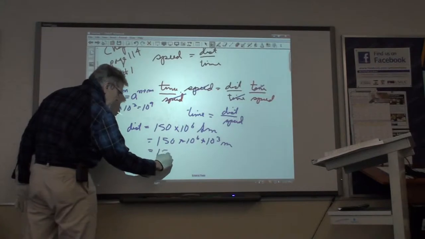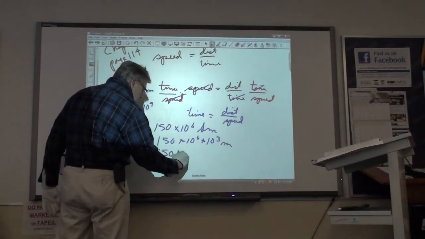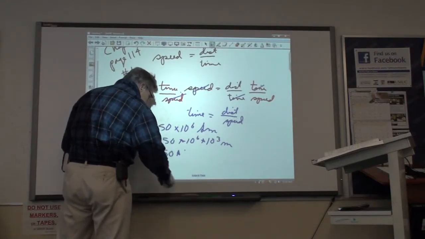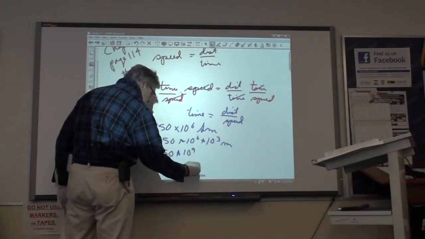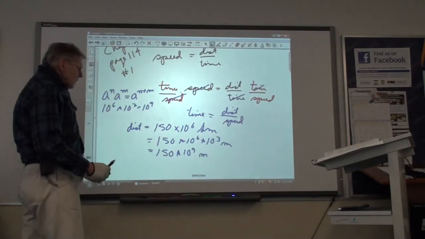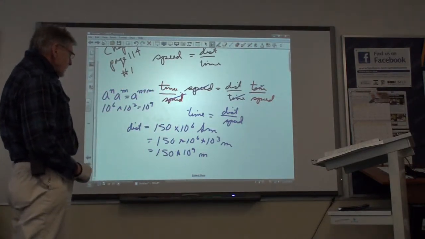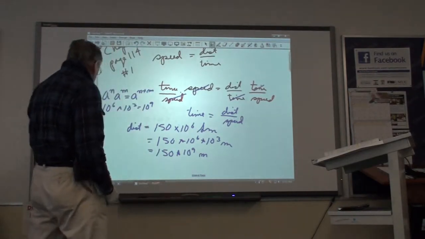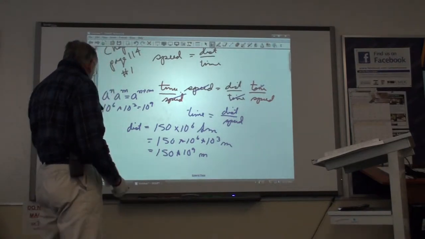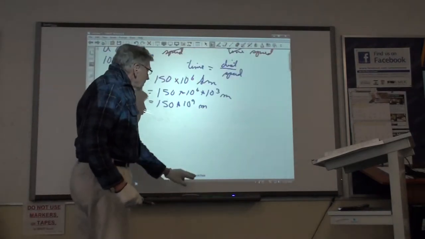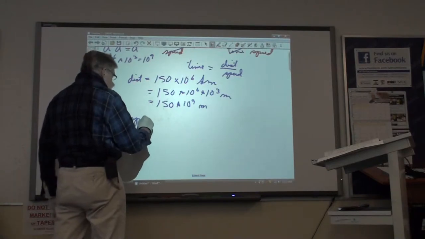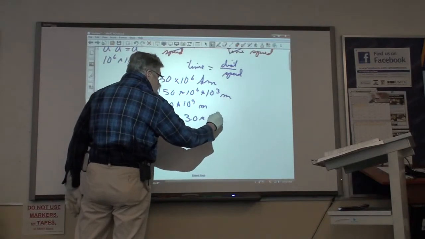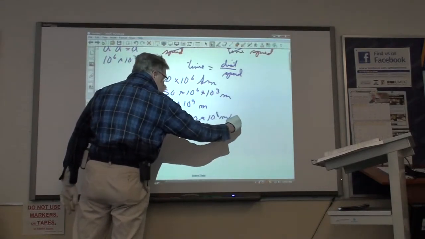So this is equal to 150 times 10 to the 9th power meters. Okay, now I'm going to leave it like it is for the moment. Now the speed that we're dealing with is the speed of light, which we can look up in the table in the back of the book, or by this time you have it from memory. Speed equals c equals 3.0 times 10 to the 8th meters a second.